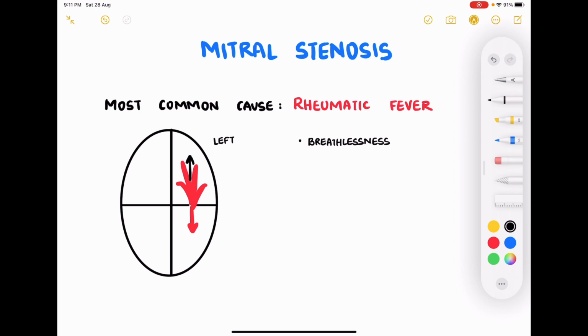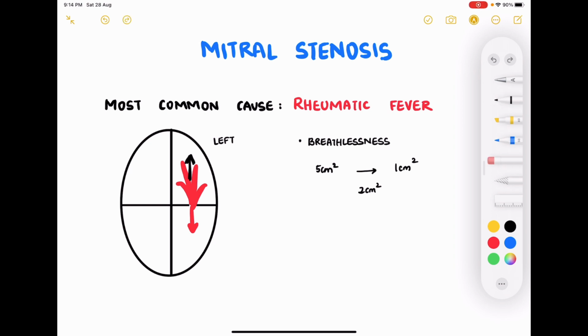The normal size of the mitral valve is 5 centimeters square in area. This can reduce to as much as 1 centimeter square or lesser in severe mitral stenosis. It becomes symptomatic from 2 centimeters square onwards. Anything greater than 2 centimeters is usually asymptomatic.